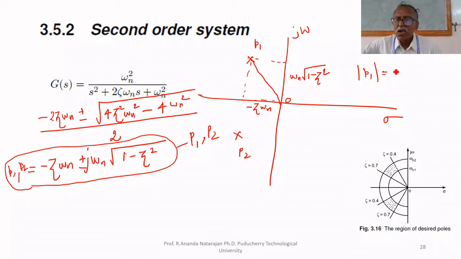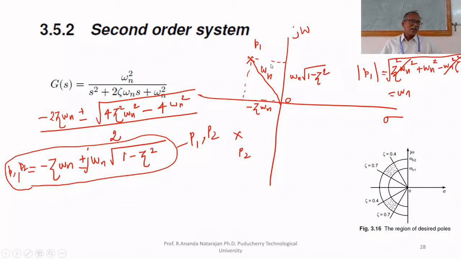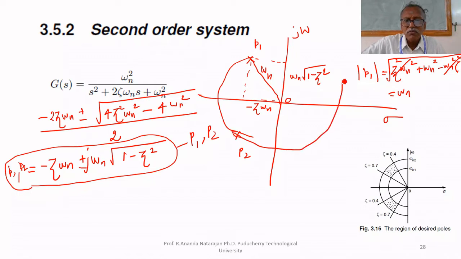The modulus of P1 equals the square root of zeta square omega n square plus omega n square minus omega n square zeta square. These two get cancelled, that is equal to omega n. Therefore, the distance from the origin is omega n. If you draw a circle of radius omega n, this will pass through P2. You will get it like this.